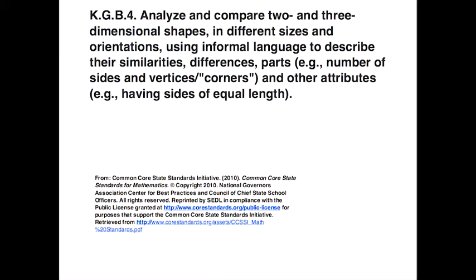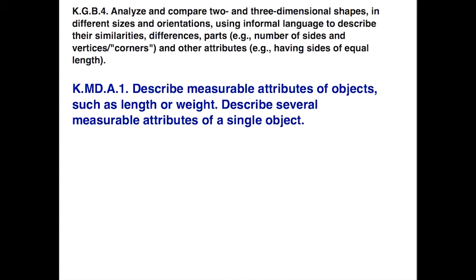their similarities, differences, parts, for example, number of sides and vertices or corners, and other attributes, for example, having sides of equal length. First, let's look at some of the other standards that K.G.B.4 is connected to or has something to do with.